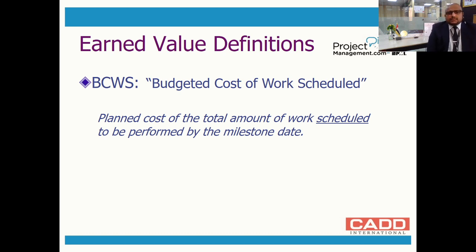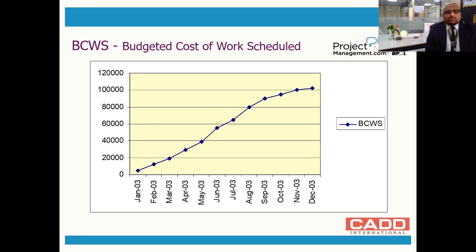So what is BCWS? The name indicates everything: budgeted cost of work scheduled. I'm not talking about the actual cost. I'm talking about the planned cost of the total amount of work scheduled. This has to be highlighted: planned cost for the scheduled work. That's why it's planned value. So if I am to execute something, this will be the amount. This is what planned value, or BCWS, is all about. When you plot a graph, this is how it will be. On January 3rd, if I start my project, the cost is from 0. And when it ends on December 3rd, it's going to be around 10,000 or 1 lakh, 1 million, something. So this is the budgeted cost of work scheduled. This is my plan.